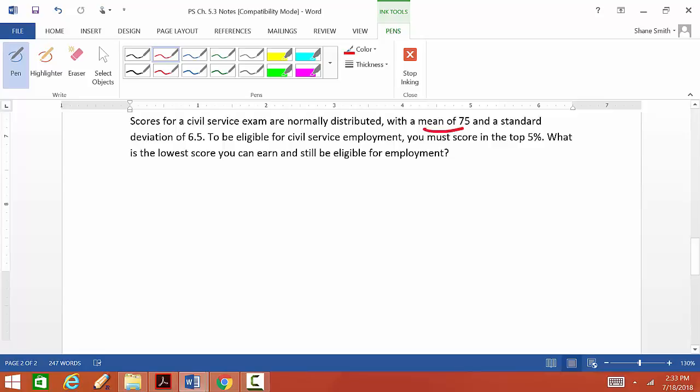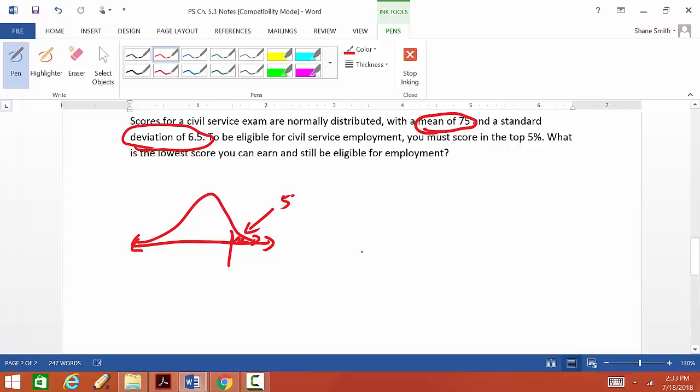So right away, I want you to notice they have to give you the mean. They have to give you the standard deviation of 6.5. To be eligible for civil service, you must be in the top 5%. So let's draw a little normal curve here. You don't have to draw a normal curve every time, but I find for many people it's useful. So this is 5%, and it's the top. I drew the 5% on the right side, which is 0.05. What is the lowest score you can earn and still be eligible for employment?